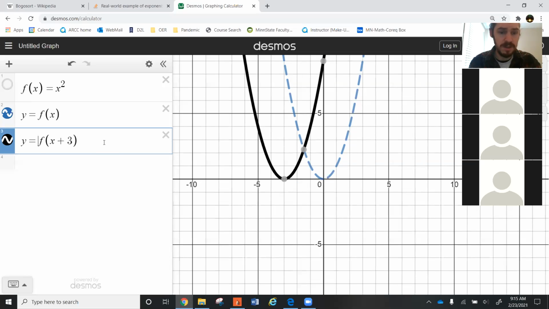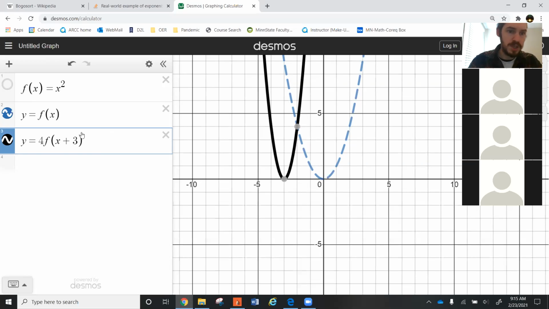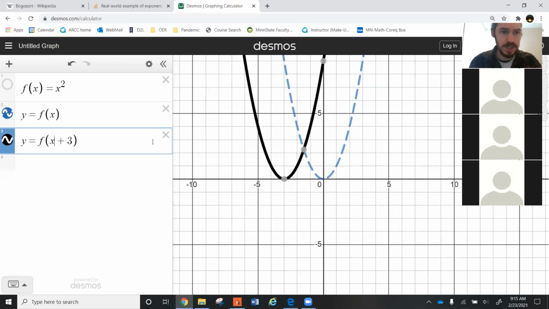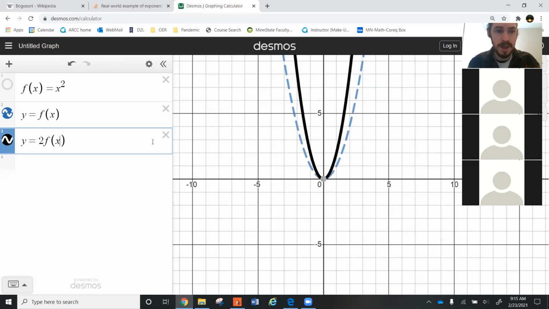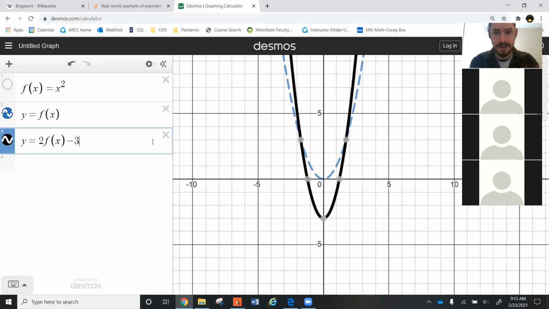Like here, this has been shifted 3 units to the right, but it's also been scaled vertically by a factor of 4. So here's the resulting parabola that you get from that. Now, if you want to do a shift and a scale in the same direction, I'll show you how that works. Say I scale it up by 2, and then I'm going to shift it down by 3, like that. You really need to think of the scaling as happening first and the shifting is happening second.